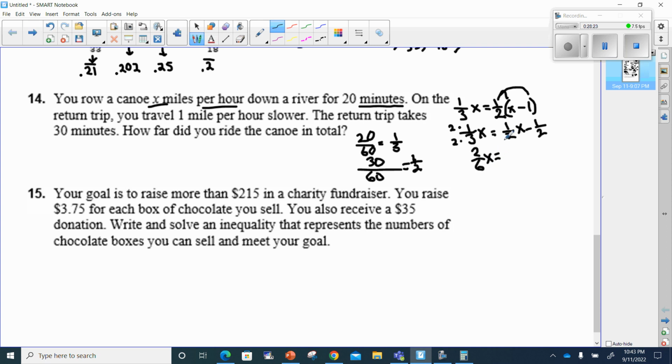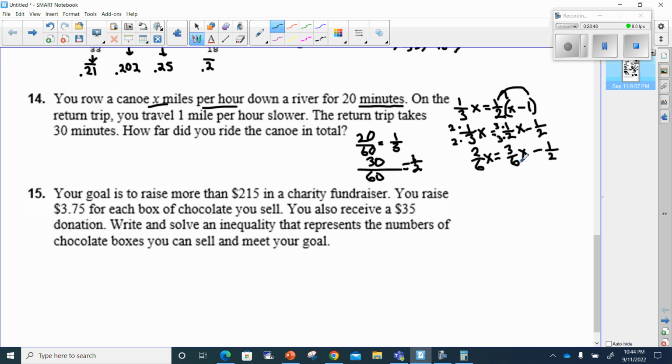And if I multiply this by 3/3, remember when I'm doing this, I'm really just multiplying by 1, right? Because 3/3 is 1 and 2/2 is 1. So that's going to give me, this wasn't negative, so it'll be 3/6x minus 1/2.